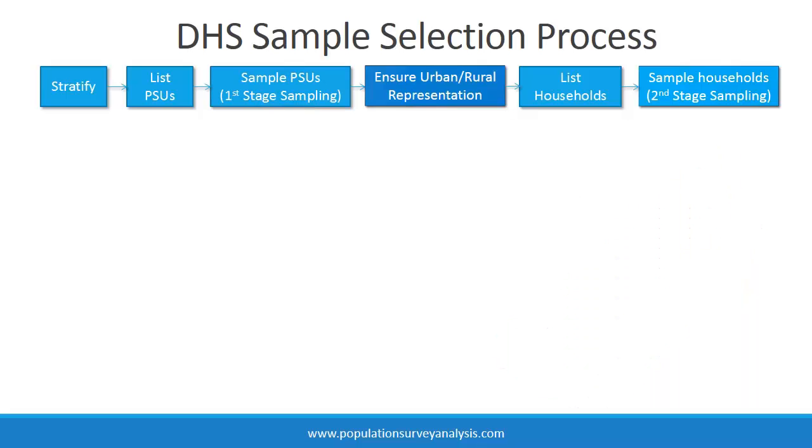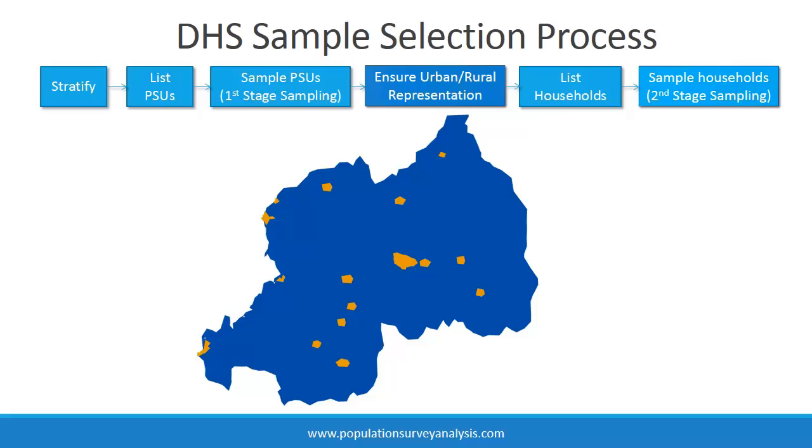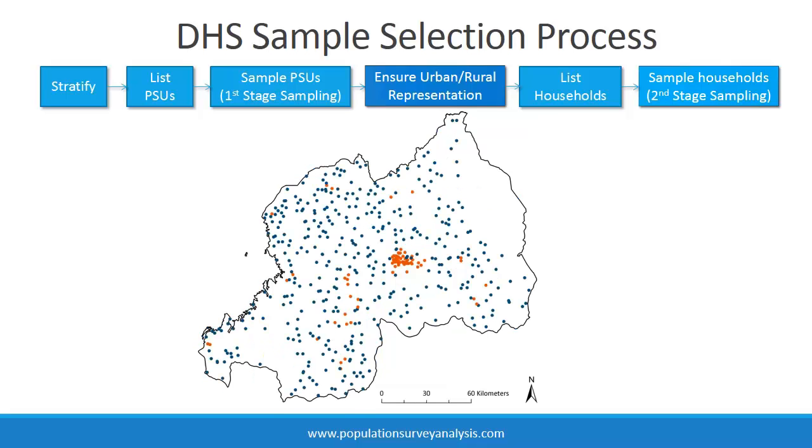The next step is to check how many PSUs were selected in urban versus rural areas across the national sample. Urban and rural populations tend to be different in terms of their demographic and health characteristics, so it's important to be able to summarize the national statistics in these two subpopulations. In low-income countries like Rwanda, the proportion of the national population living in urban areas is small, so the total urban sample might not provide a sufficient sample size to make urban estimates. Therefore, the survey implementers oversample in urban areas. Urban areas are shown on this map in orange.